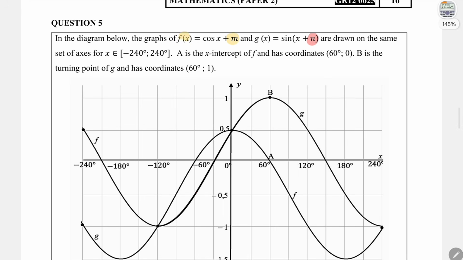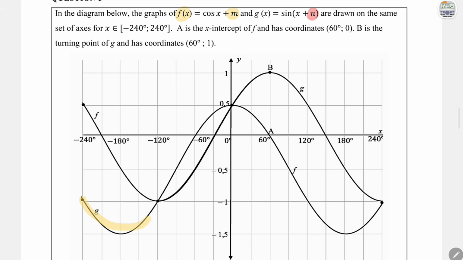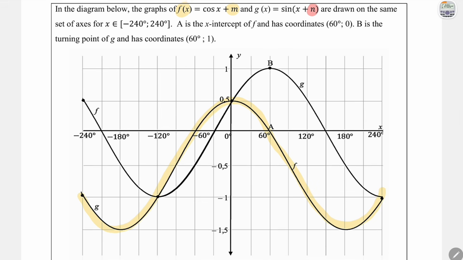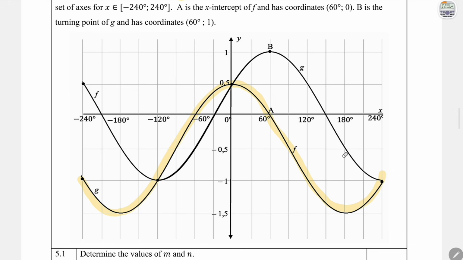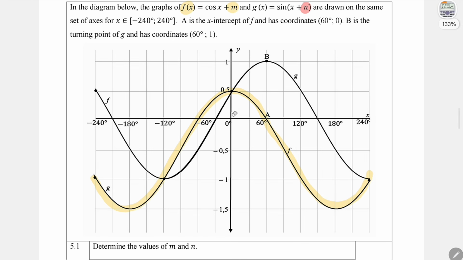Okay, so let's go ahead and start off with this graph of f. This is our graph of f because we see where that is. That is a vertical shift that has been applied to this graph. It has not been shifted horizontally because we can still see it has a minimum at 180 degrees and a maximum at 0 degrees. So it's not been shifted left or right, but it has been shifted down.